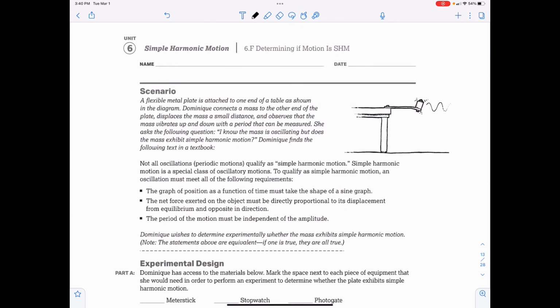AP Physics 1, Unit 6, Simple Harmonic Motion. Activity F, determining if motion is simple harmonic motion. Please remember to pause or rewind the video as necessary.